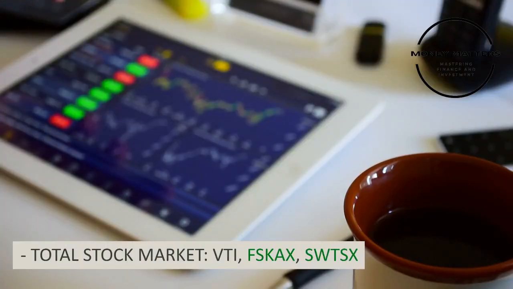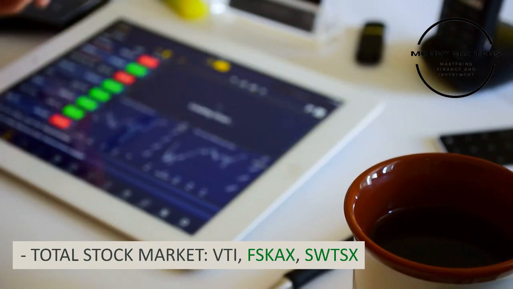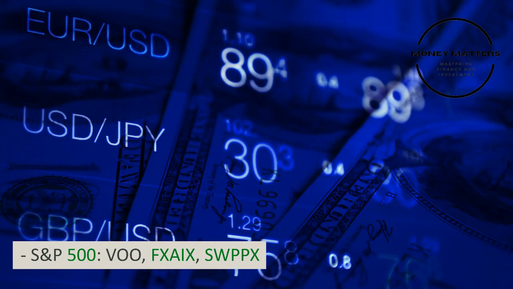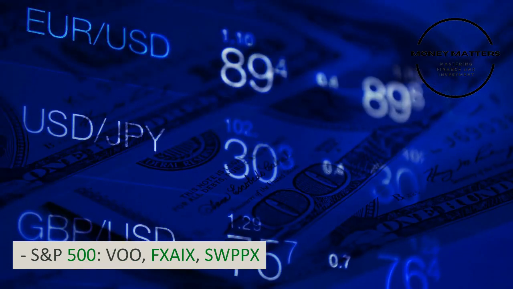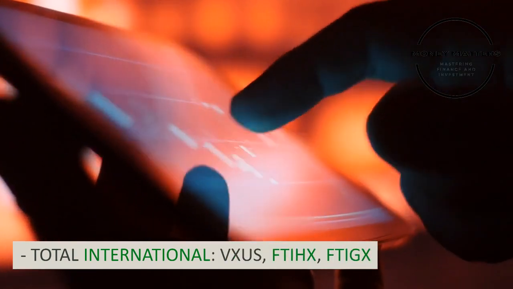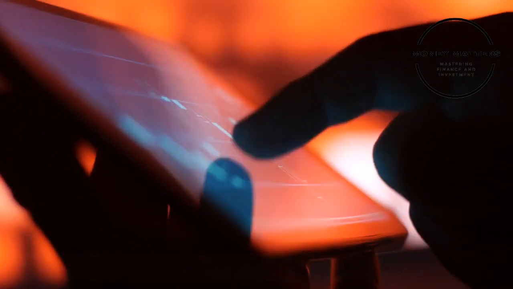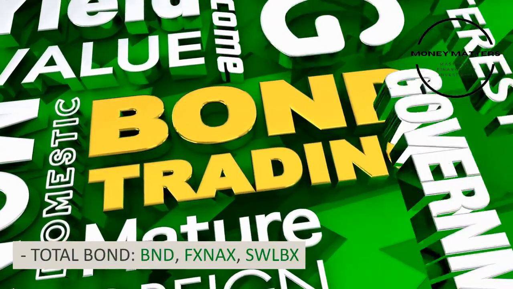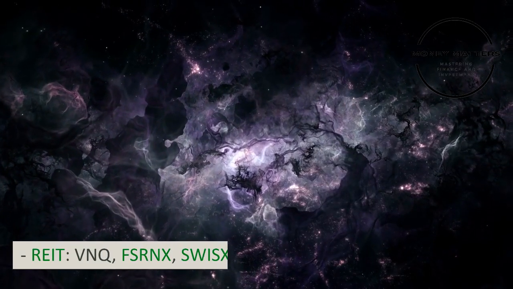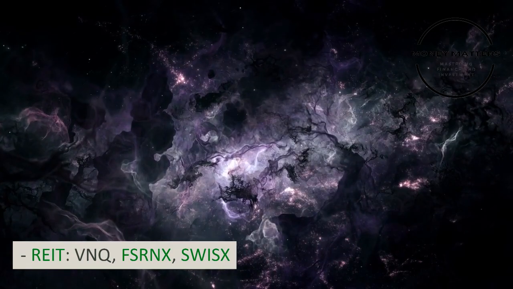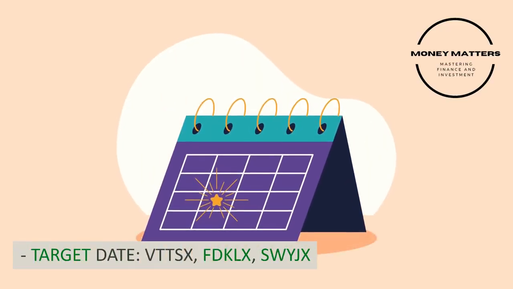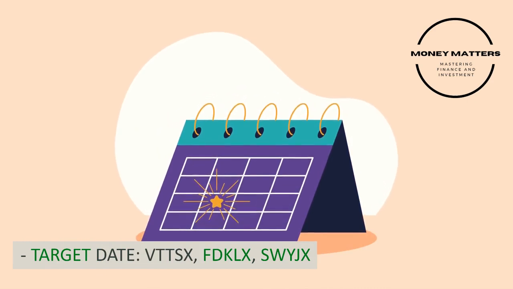Total Stock Market: VTI, FSKAX, SWTSX. S&P 500: VOO, FXAIX, SWPPX. Total International: VXUS, FTIHX, FTIGX. Total Bond: BND, FXNAX, SWLBX. REIT: VNQ, FSRNX, SWISX. Target Date: VTTSX, FDKLX, SWYJX.